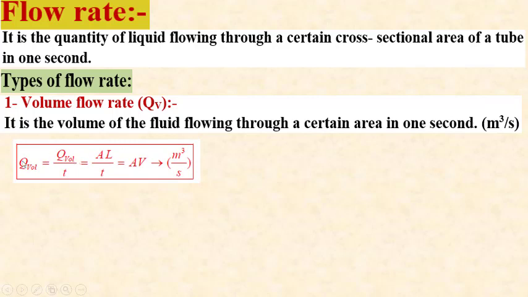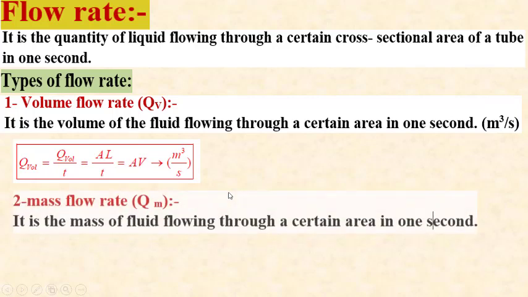By applying this rule, Q volume, or volume flow rate, equals the volume of liquid divided by time. From the previous, you know that volume equals area multiplied by length, over time. But length over time is velocity, or distance over time is known as velocity. So QV will be A V, and the unit is cubic meter per second.